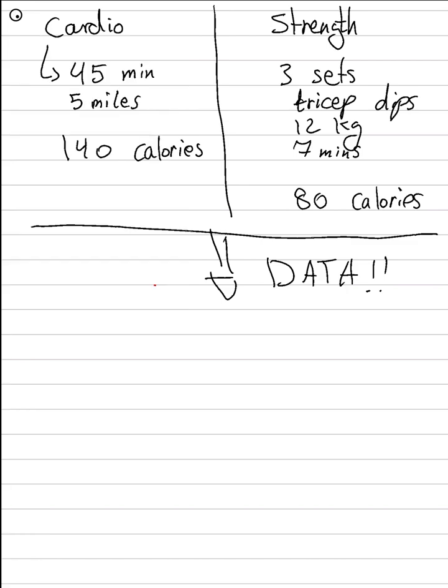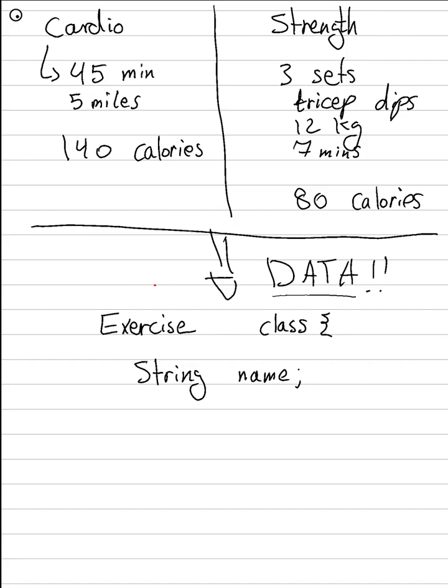Okay. So let's talk about how we could represent this. We could have an exercise class, right? Yes. In the exercise class, we know we need to have a name, so we can have string name, and we might care about whether it's cardio or strength. How could we represent that?